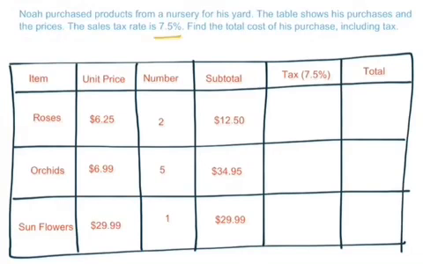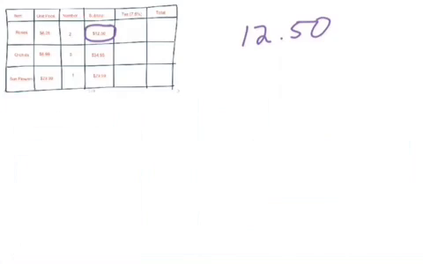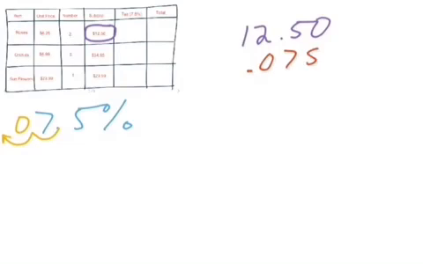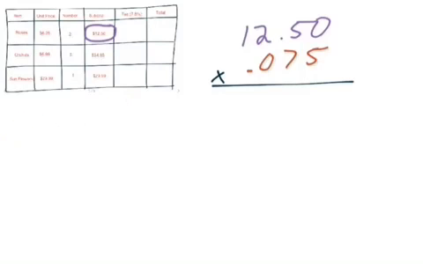We're going to look at the subtotal right here, and his subtotal was $12.50, and we're basically just going to multiply that by the tax rate, which is 7.5%. What we want to do is turn it into a decimal. That's 2 places to the left, so it's 0.075. We would multiply this by 0.075, and this will give us how much he'll need to pay in taxes, and then we can add that to the subtotal. So let's multiply this out real quick.